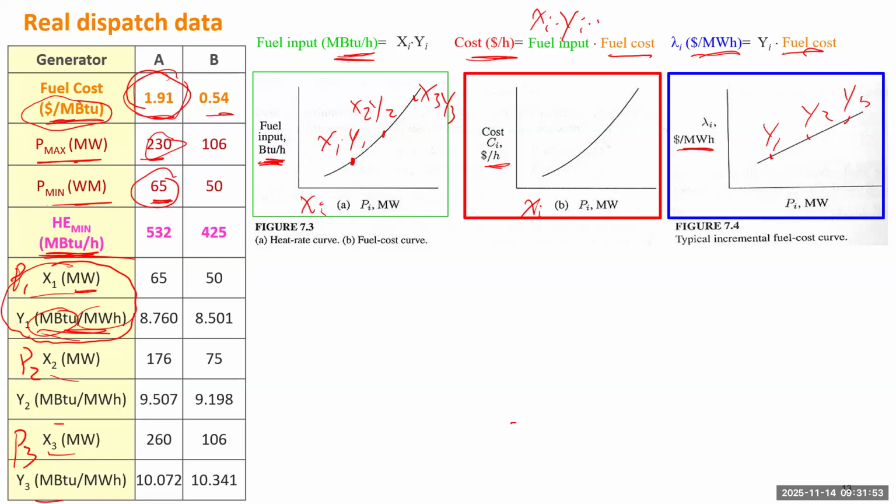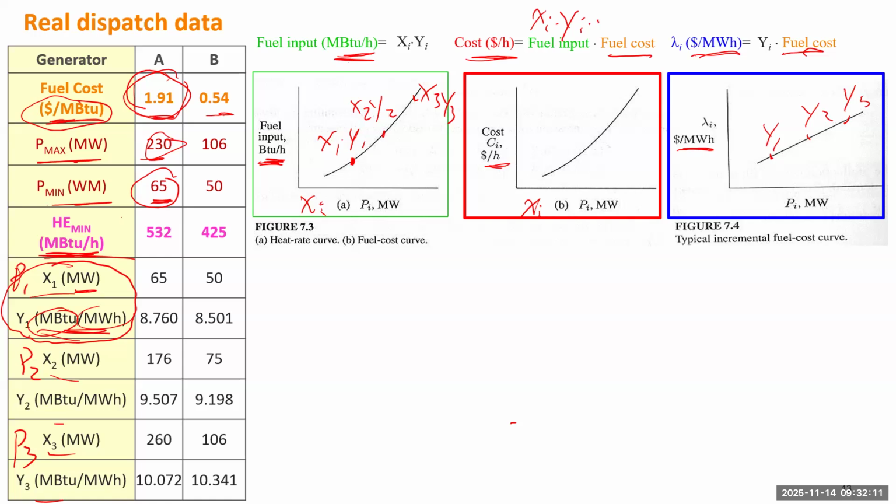So we can draw the 3 curves. If you want, we can just draw 3 points on each curve. But if you want, you can fit those points into quadratic curves for the first and second plot, and fit into a linear curve for the third one.